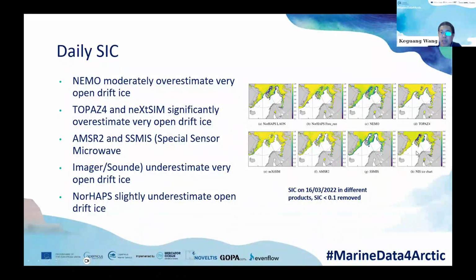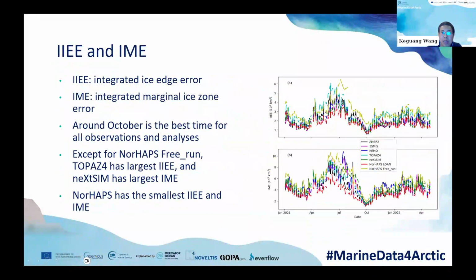So compared with this manually analyzed data, we can see this gives quite good results. And we also check the ice edge area, and also check the marginal ice zone area, and compare all the data. So really with this new data assimilation, we give the lowest area for both ice edge and marginal ice zones.